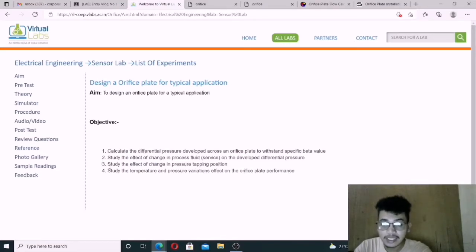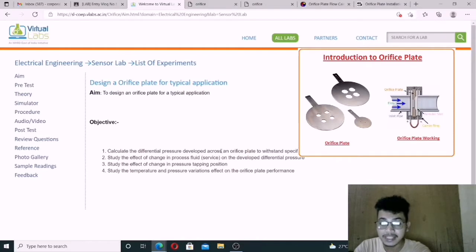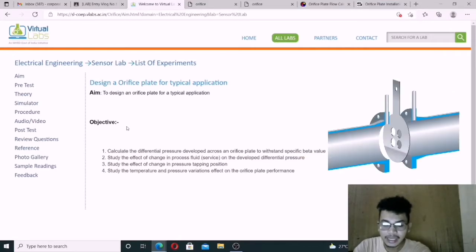The last two we will do in the next session, but the first two we will do in this session. The first is to calculate the differential pressure developed across an orifice plate. Second is to study the effect of change in process fluid on the developed differential pressure. An orifice plate is one of the most popular devices for the measurement or the control of fluid flow. It is inserted in a straight run of smooth pipe to avoid disturbance of flow patterns from fittings and valves.